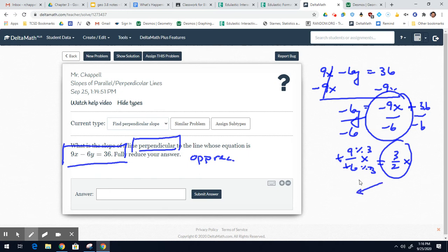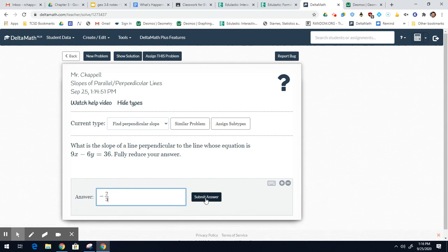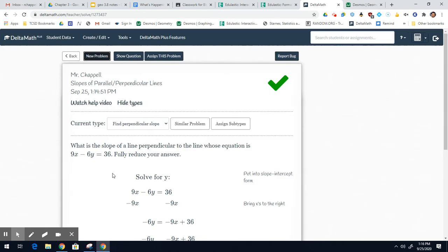We want the opposite reciprocal of that line. This is positive. Our slope needs to be negative. This says 3 over 2. Yours has to say 2 over 3. And there is your slope of your perpendicular, negative 2/3. Negative 2 divided by 3.